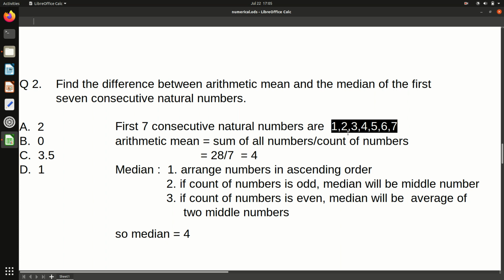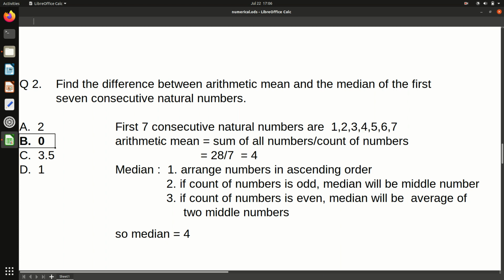Now you have to find which number is in the middle. In this case 4 is in the middle, because on this side we have 3 numbers, and on this side also we have 3 numbers. It means it is in the middle, so that number will become the median. So in this case median will also be 4. So mean is also 4, median is also 4. So we have to find the difference. So 4 minus 4, 0. So this will be our answer.